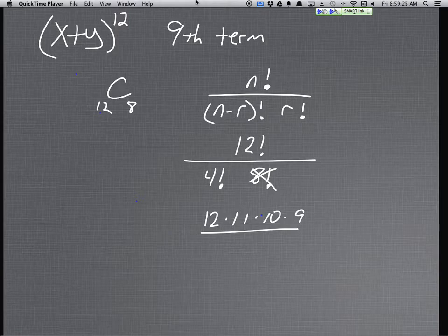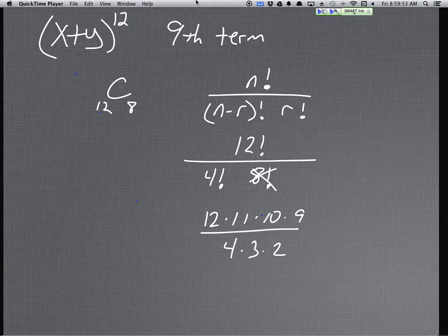So you're always going to cancel out whichever one is your biggest number. Then you're just going to peel off until you get to the number right in front of that number. So 12, 11, 10, 9, 8 would be next, so I don't need to write 8. On the bottom, the only thing left is 4 times 3 times 2. You don't have a 1? There is a 1 there, but do I need to put 1? No, I don't.